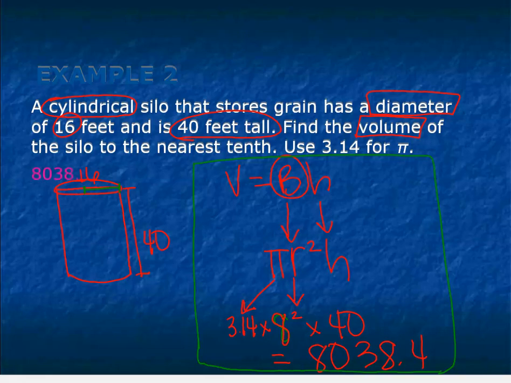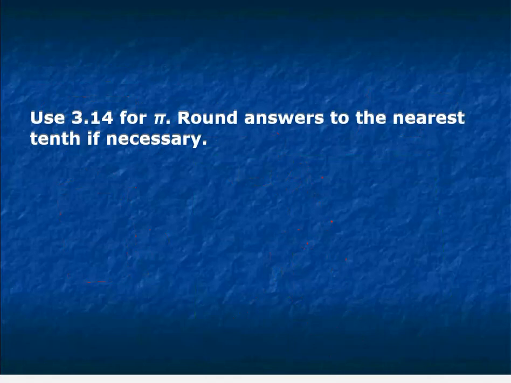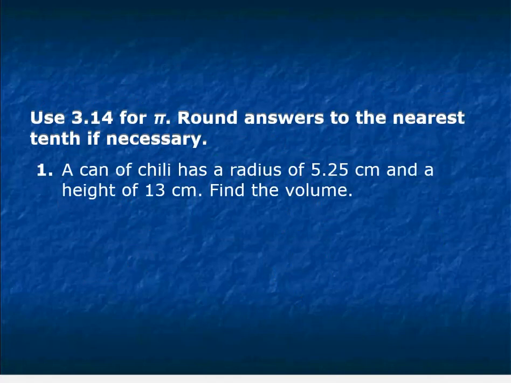Alright, we're going to go into the next example. Again, you are welcome to pause the video at any time so you can try it yourself. Here we have another word problem. So a can of chili. The word can is what tells us that it's a cylinder, right? A can of chili has a radius, which means half, of 5.25 and a height of 13. Why I drew it small, I have no idea.